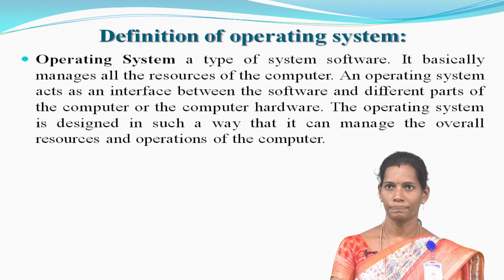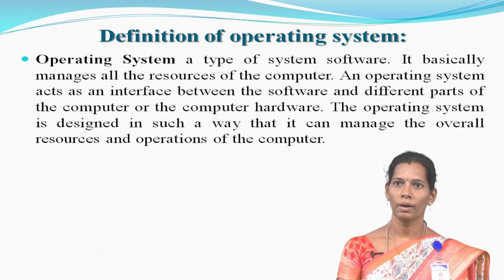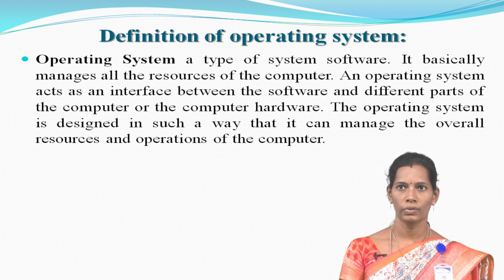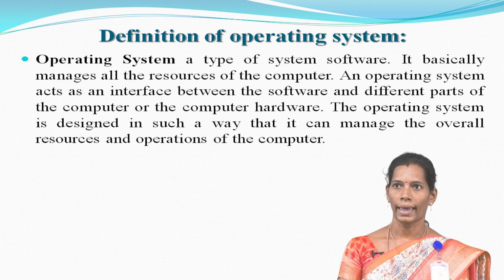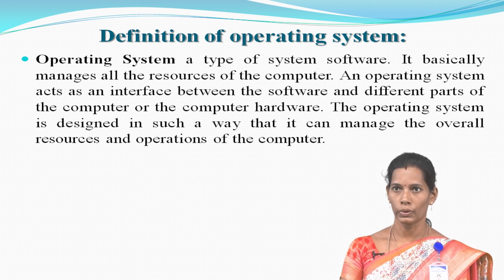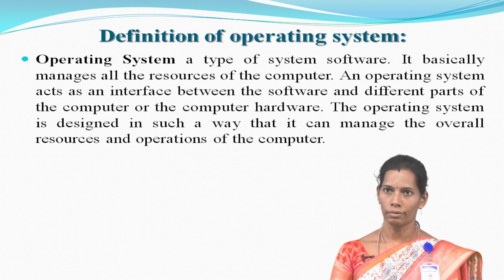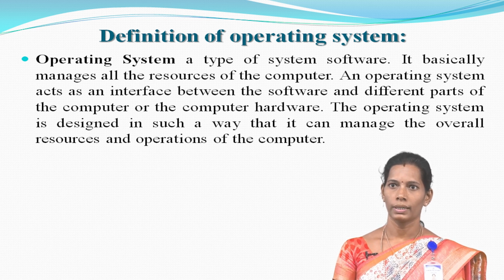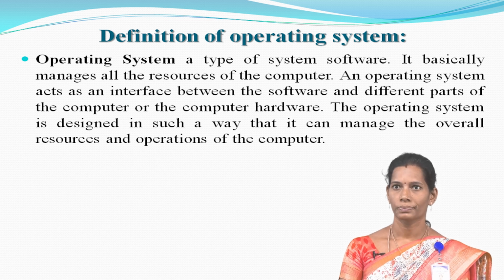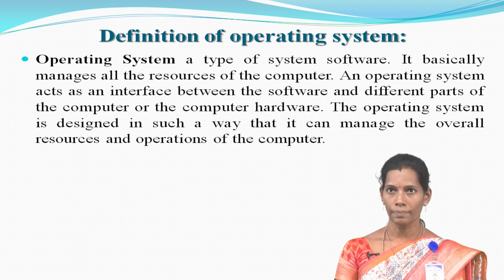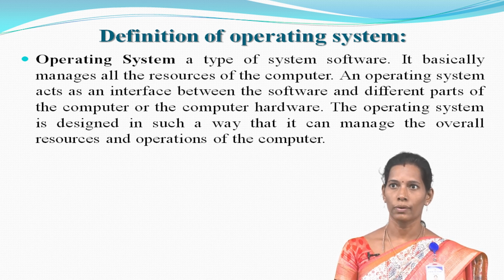Definition of Operating System. Operating System is a type of system software. It basically manages all the resources of the computer. An operating system acts as an interface between the software and the different parts of the computer, or the computer hardware. The operating system is designed in such a way that it can manage the overall resources and operations of the computer. Operating system is a fully integrated set of specialized programs that handle all the operations of the computer.